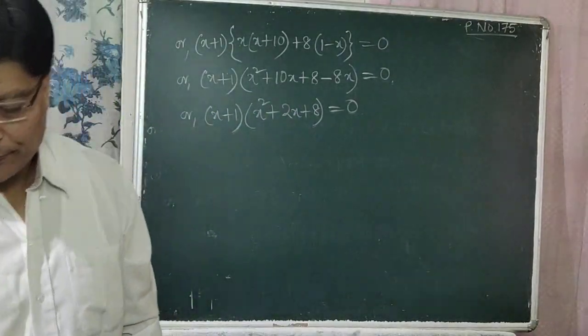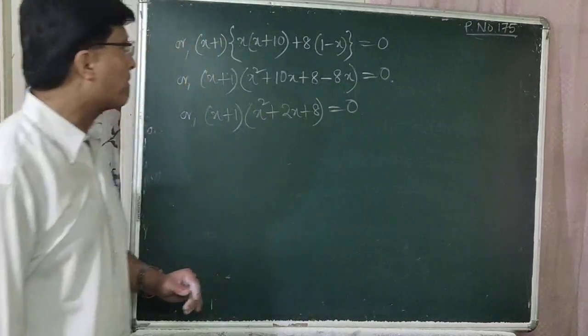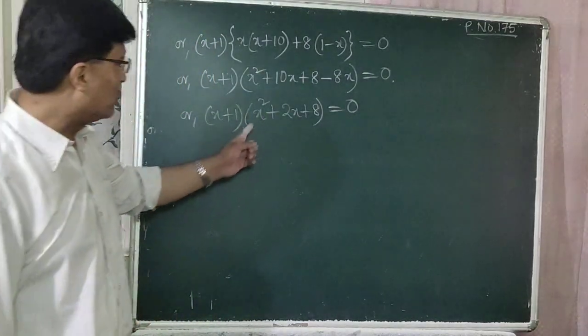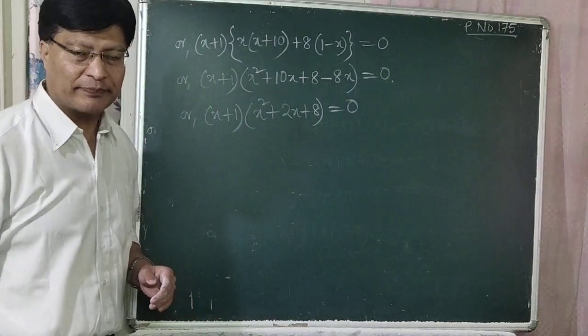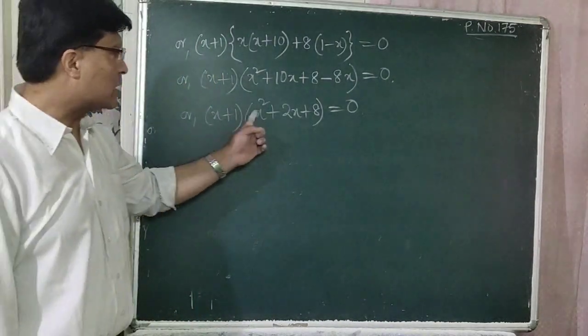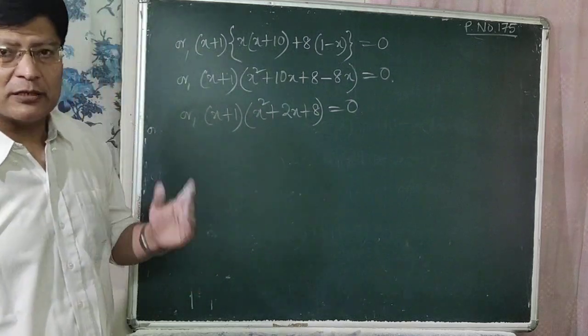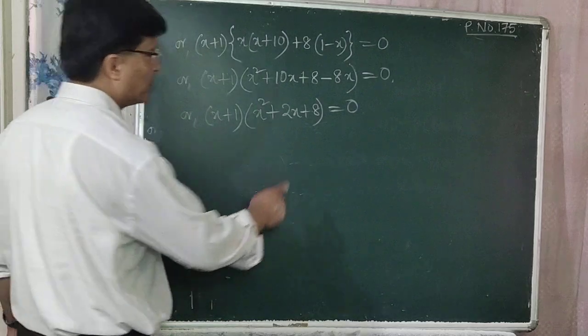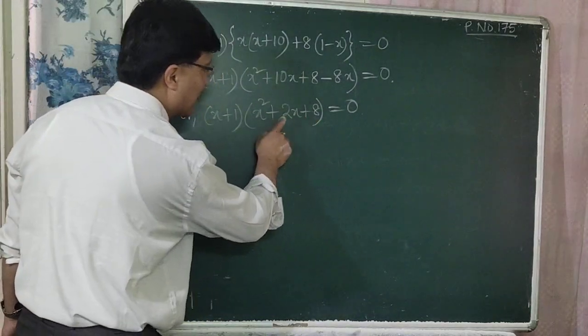So now, can you factorize it? If you factorize x square plus 2x plus 8, you know that this is a quadratic expression. Quadratic expression means the highest power of x here is 2. Can you factorize it? You know how to factorize it. Middle term breaking. Let us check it. Two numbers multiply to 8 and add to 2.